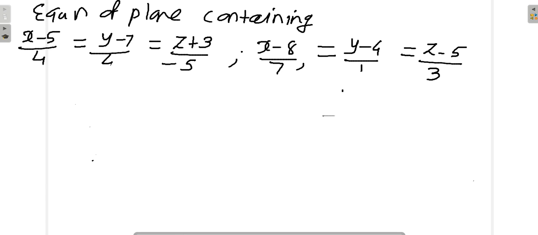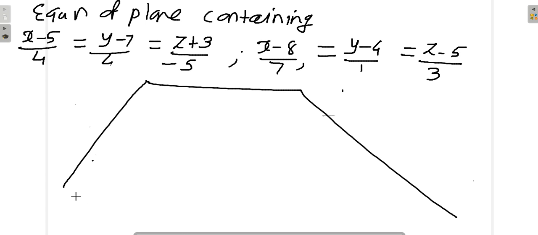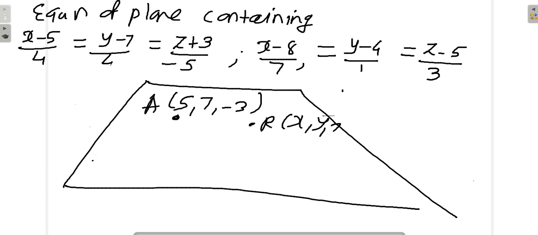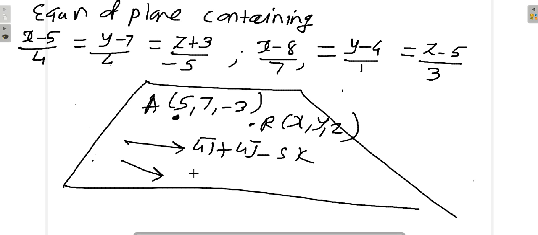See the situation. This is the plane. Let us take this point A as 5, 7, minus 3. R is any point x, y, z on the plane. And then I have got two more vectors. One is 4i plus 4j minus 5k. And the second vector is this. As these three vectors are coplanar, their triple product will be 0.